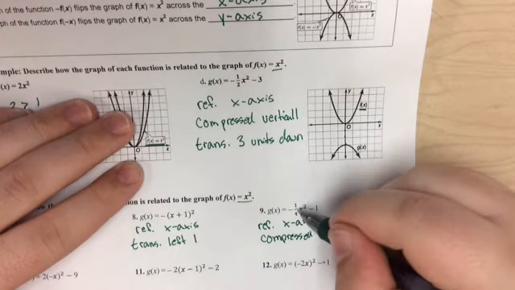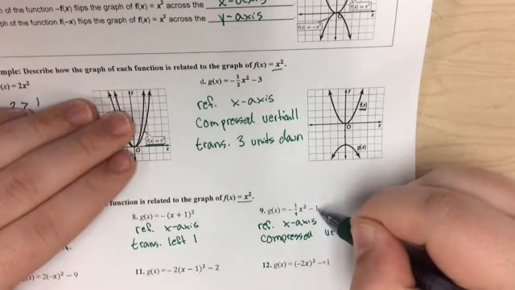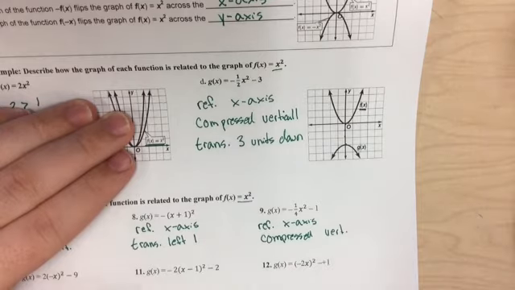So now we've looked at this part. We have the x squared minus 1. And so that's just going to be the translation, that it's going to translate down 1 unit.